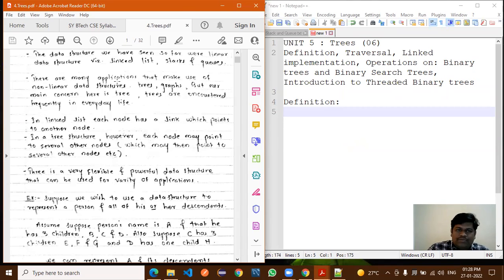Now here, on the left side, this PDF is visible to all. Is it visible properly? Yes, sir. Okay. Now we'll go through this, and automatically you will get the answer to the question.